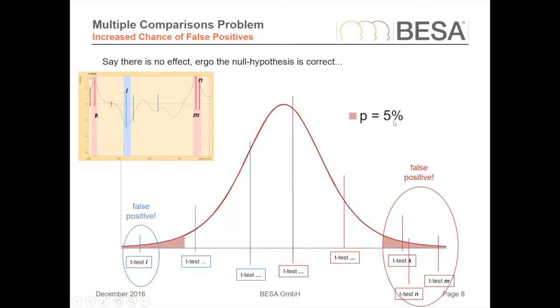So just for the sake of argument, let's say the null hypothesis is correct. We don't have any real effect, but you can see that these tests that we now call K, L, M, and N, so some of them show up inside the distribution, but some end up in the tail end of the distribution, especially the ones named K, L, M, and N here. So these would all be false positives in my final statistics.